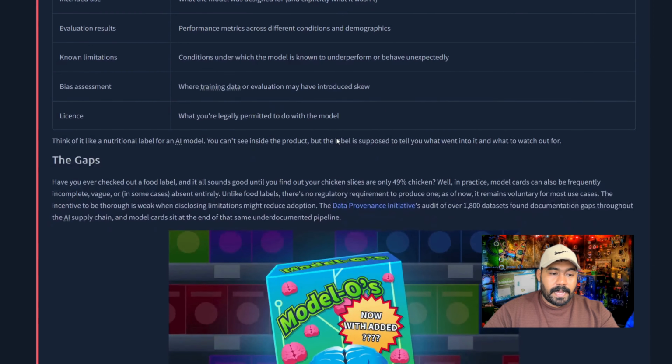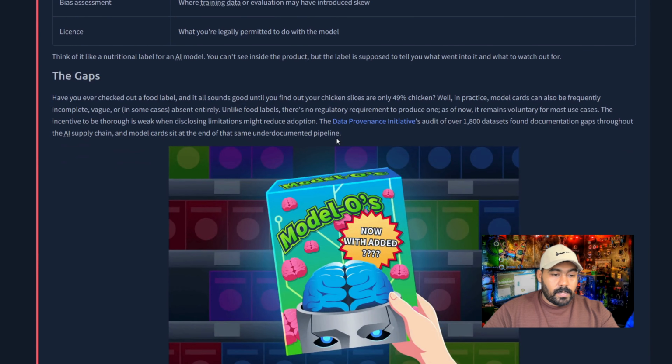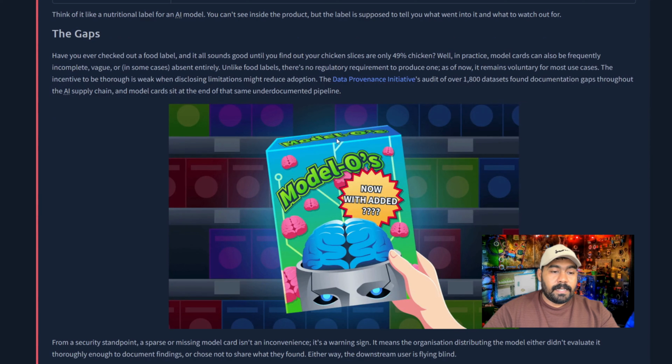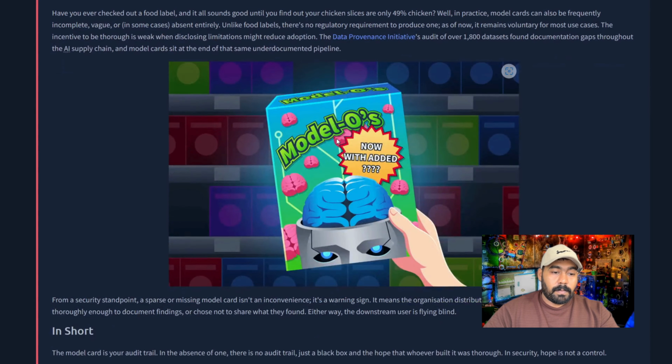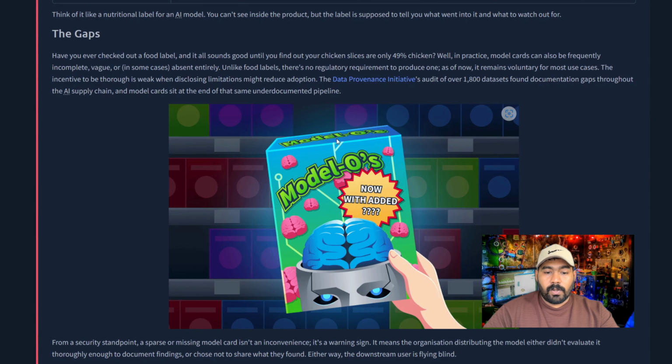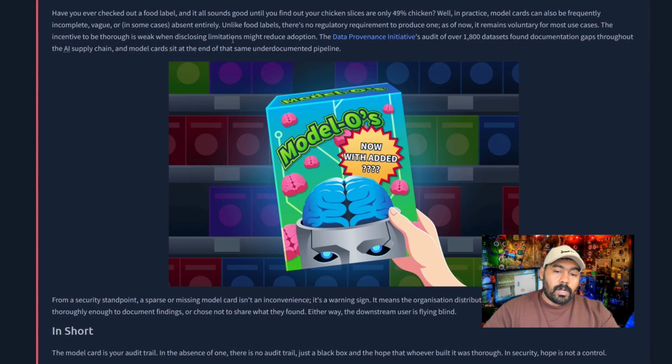So next one is the gap. Let's check the reality. In practice, model cards are frequently incomplete, vague, or in some cases absent entirely. And unlike food labels, there are no regulatory requirements to produce them as of now. It remains voluntary for most use cases. The incentive to be truthful is weak when disclosing limitations might reduce adoption.